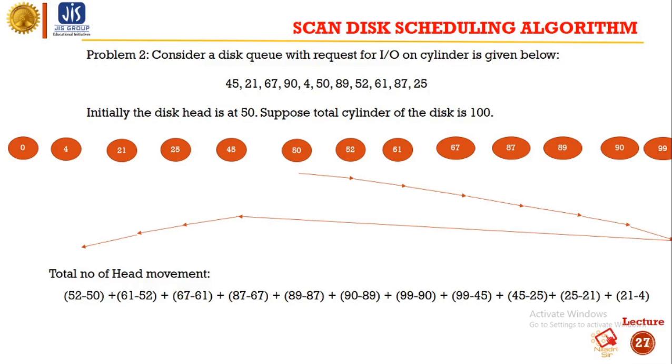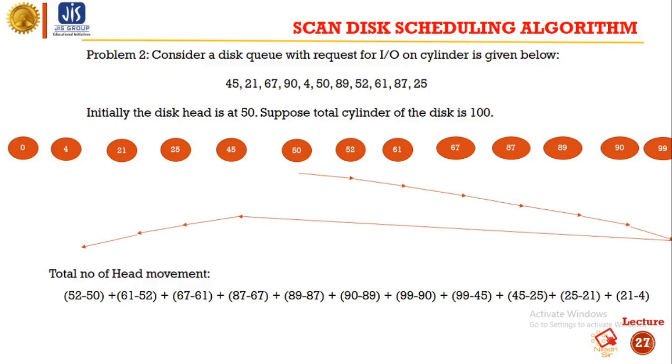From 67 we will move to 87, so the total head movement is 87 minus 67. From 87 we will move to 89, so from 89 we will move to 90. The total head movement is 90 minus 89. From 90 we will move to 99.